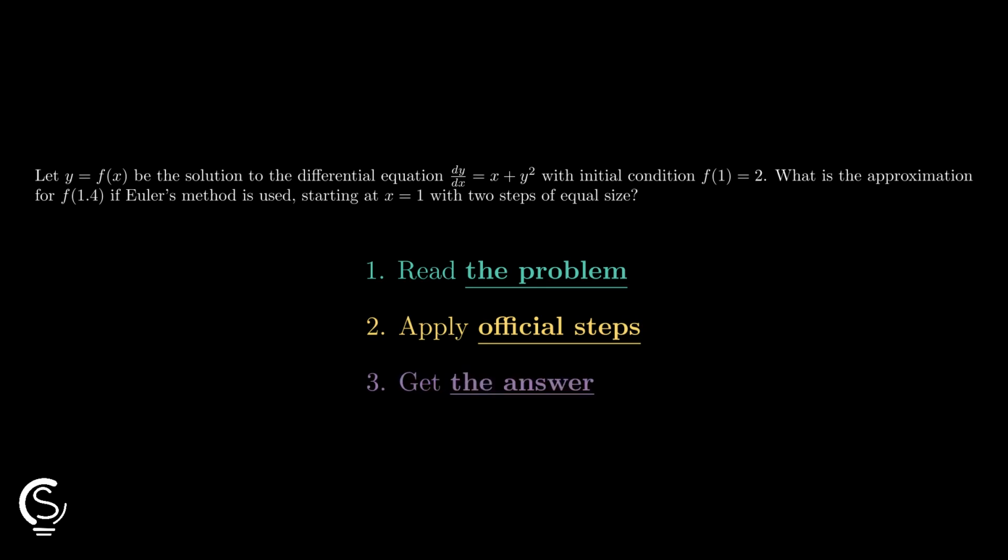Let's level up. Euler's method can look scary, but this one moves fast. 2 equal steps from x equals 1 to x equals 1.4. Then match the estimate.